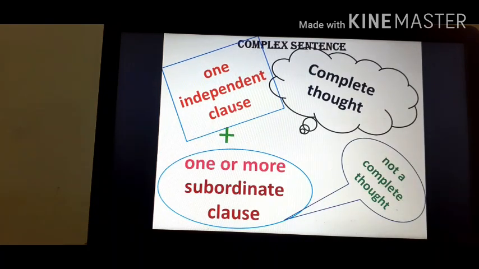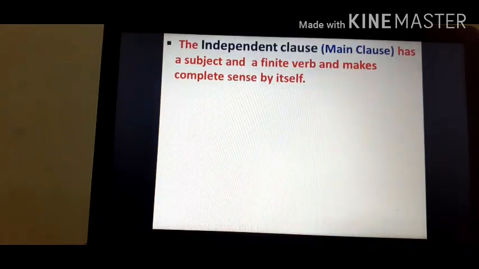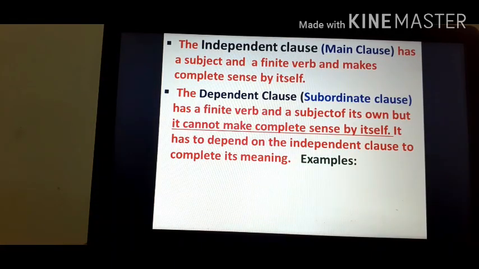So let's understand complex sentences. Complex sentences are composed of one independent clause and one or more subordinate clauses. An independent clause makes a complete thought, whereas a subordinate clause does not make a complete thought. The independent clause is also known as the main clause. It has a subject and a finite verb and makes complete sense by itself. The dependent clause, also known as the subordinate clause, has a finite verb and a subject of its own, but it cannot make complete sense by itself. It has to depend on the independent clause to complete its meaning.